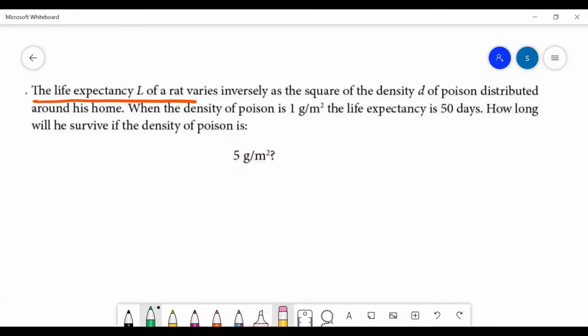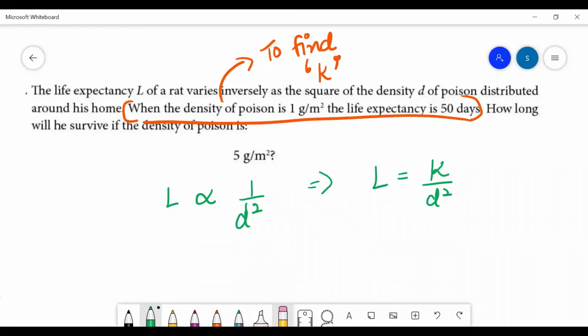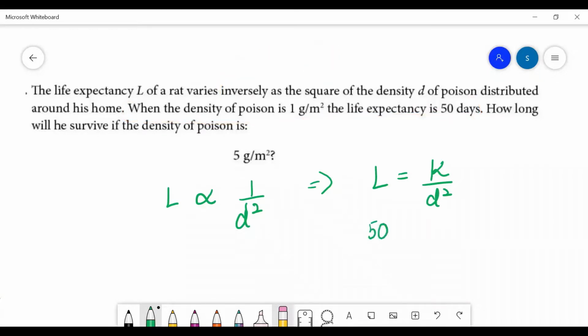Okay, here we have the life expectancy L of a rat varies inversely as the square of the density D of poison distributed around his home. So the relationship is L is inversely proportional to D square, which is basically L equal to K by D square. Now, when the density of poison is 1 gram per meter square, the life expectancy is 50 days. So let's use this sentence to find the value of k here. L equal to 50 days equal to k by D, which is given to be 1. So k equal to 50. That's the constant, k equal to 50.